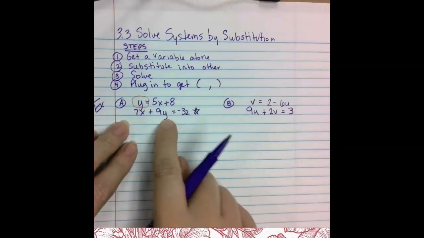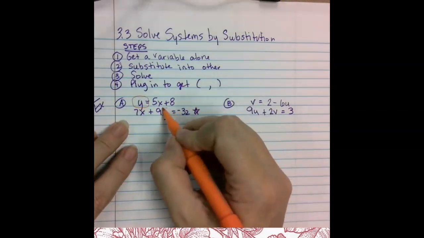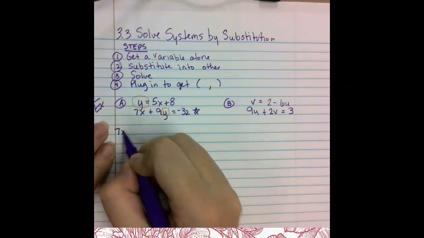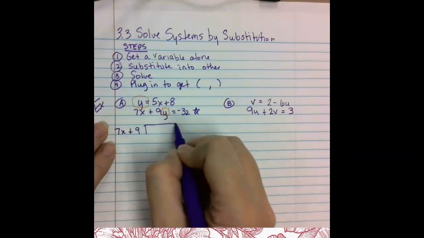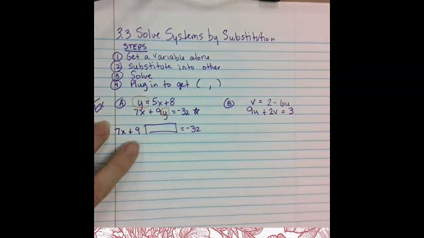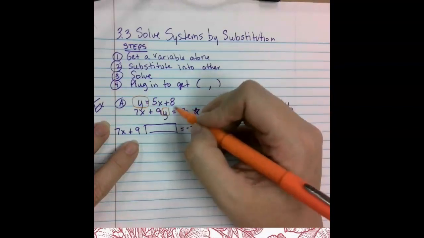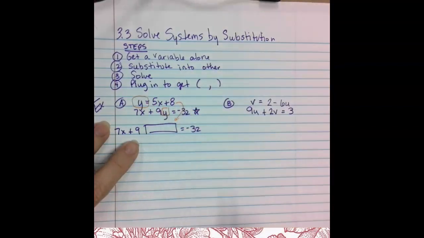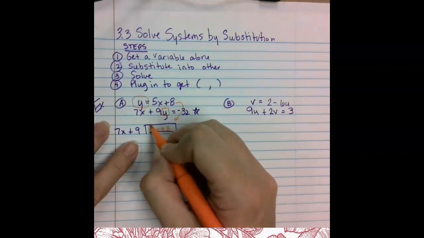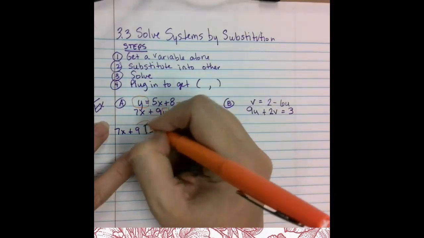What I do is I take out the y that I had there, and I like to just put a little box where I took it out. So here's how I do it. I do 7x plus 9, put a box, equals negative 32. Then I'm going to take whatever the y was equal to, and plug in the 5x plus 8. When I plug it in, I have to put parentheses because I'm going to have to distribute this part.